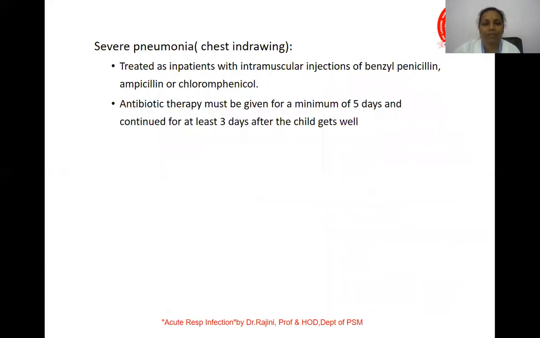Severe pneumonia is treated as inpatient with intramuscular injections of benzyl penicillin, ampicillin or chloramphenicol. Any of these drugs can be given, and before they are given, a test dose has to be given to see if any allergy, anaphylaxis or allergic reaction occurs. After that, we can go for the injections. Antibiotic therapy must be given for a minimum of 5 days and continued for at least 3 days after the child gets well.